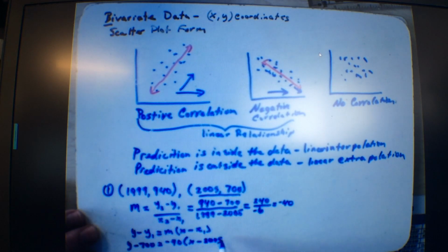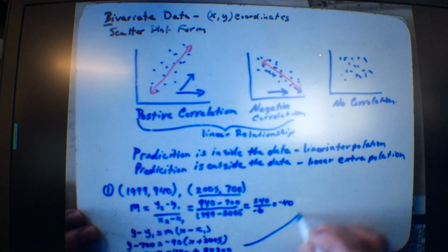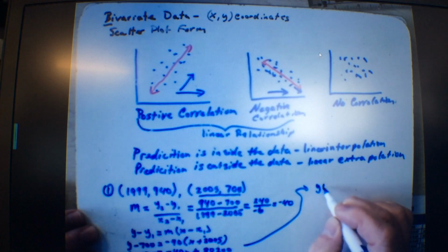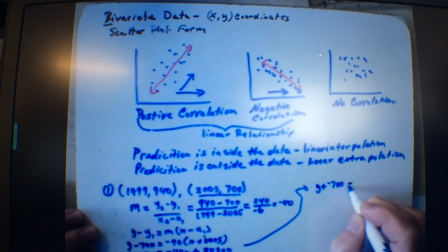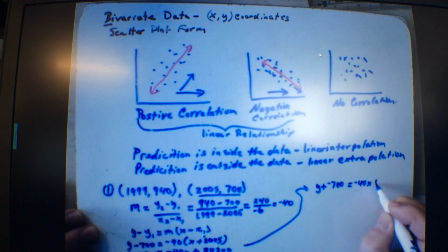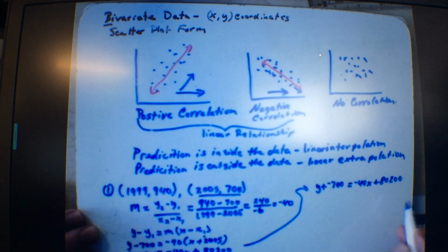2005. All right, so now this is going to be big numbers. This is going to be y plus negative 700 equals negative 40x, and this is plus a negative. What is 40 times 2005? 80,200. Do you agree? I'm going to go over here if you don't mind, I'm running out of room. Okay, so now I have y plus negative 700 equals negative 40x plus 80,200. Do we agree with the 80,200? I didn't do it, so I want to make sure we're right on that.